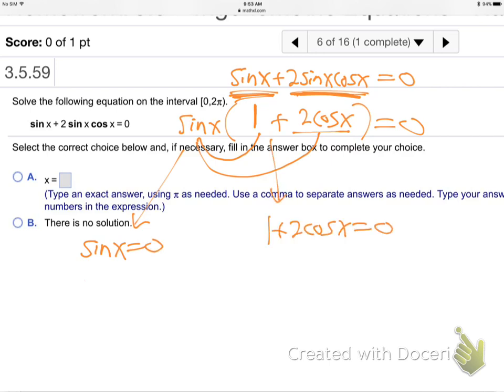1 plus 2 cosine is 0. Good? Because if two things multiplied together equal 0, either part could be 0 to make the product 0. Right? So this one's ready for unit circle. This one, you've got to finish getting it alone. All right, can you finish getting that one alone? Then you can do unit circle for that one too.